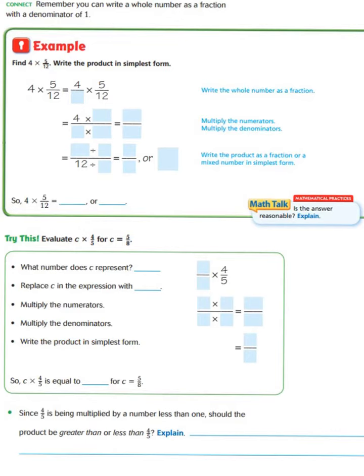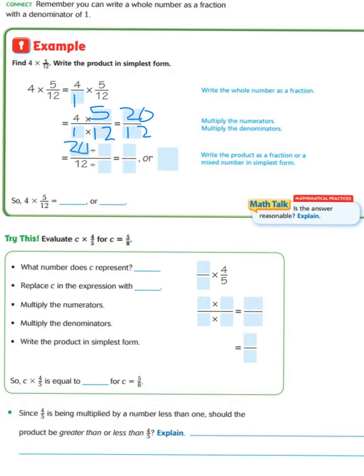The very first thing that we do is we take our whole number of 4 and we put it over the 1. So then we know that 4 times 5 is 20, multiplying our numerators together. Then we're going to multiply our denominators, and our denominators are 1 and 12. And 1 times 12 is 12. And we have our answer of 20/12.